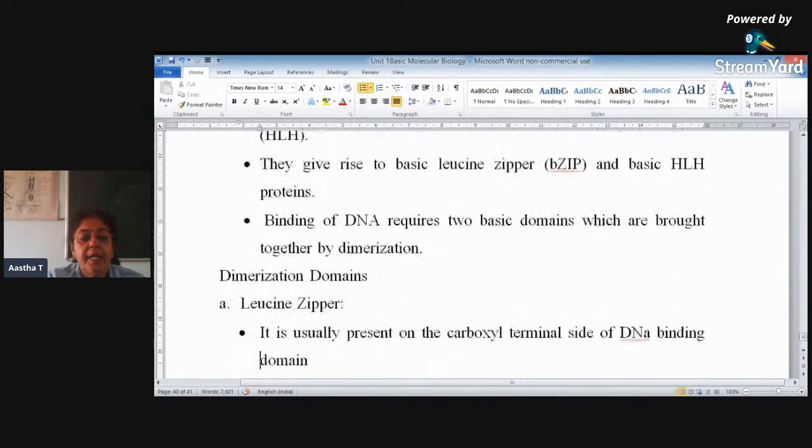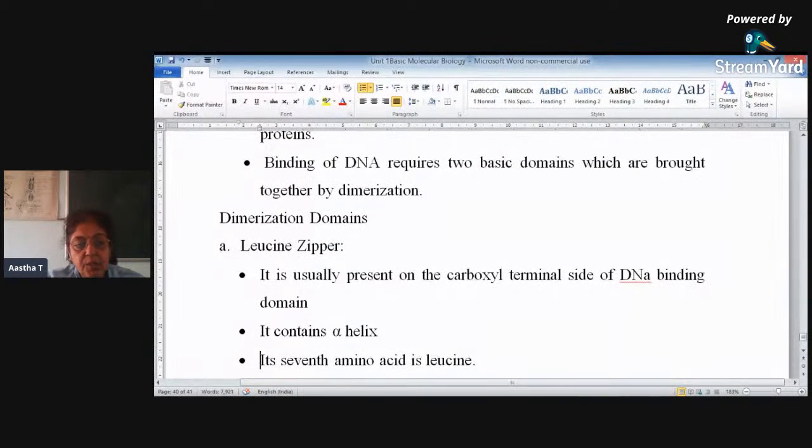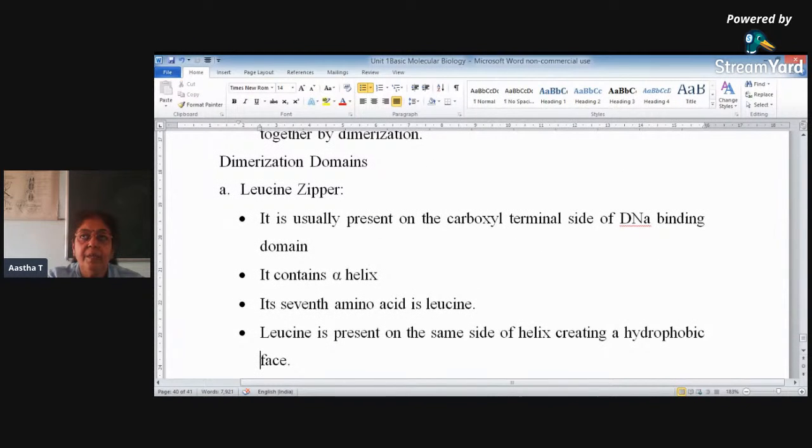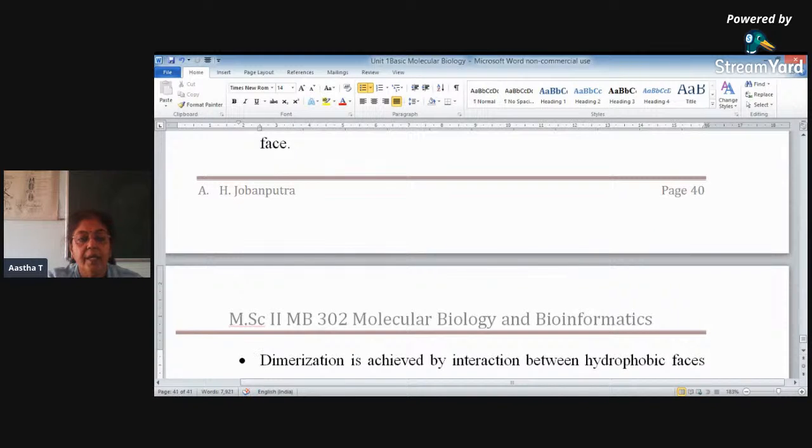Next one is the dimerization domains. Dimerization domains include the leucine zipper. It is present on the carboxyl terminal side of the DNA binding domain. Proteins have one carboxy terminal and one amino terminal. The leucine zippers are usually present on the carboxy terminal side. It contains an alpha helix whose 7th amino acid is leucine. Leucine is present on the same side of the helix, creating a hydrophobic face.